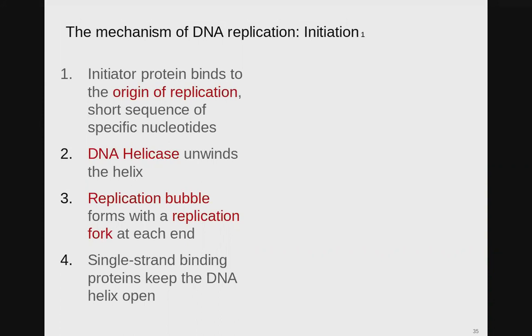DNA helicase unwinds the helix. Again, unwinds as in a zipper sort of aspect. And then the replication bubble forms with a replication fork at both ends. So we have the fork and the fork. And then single-strand binding proteins keep the DNA open.